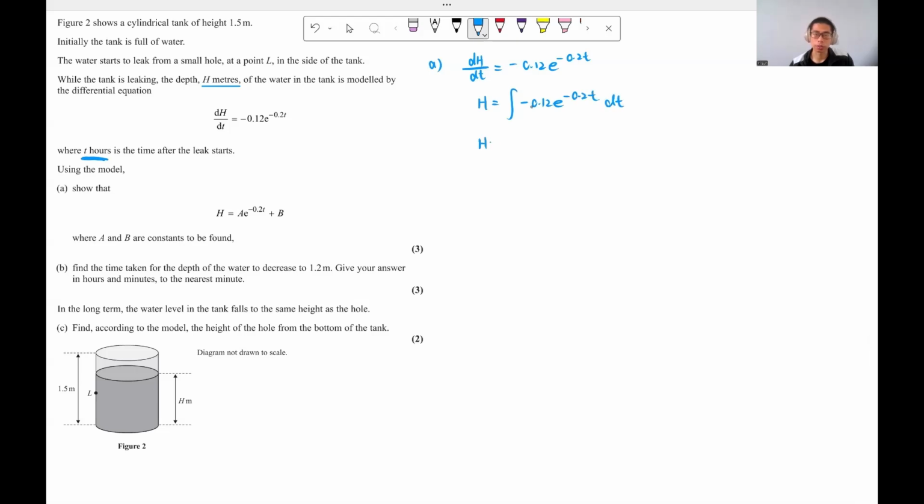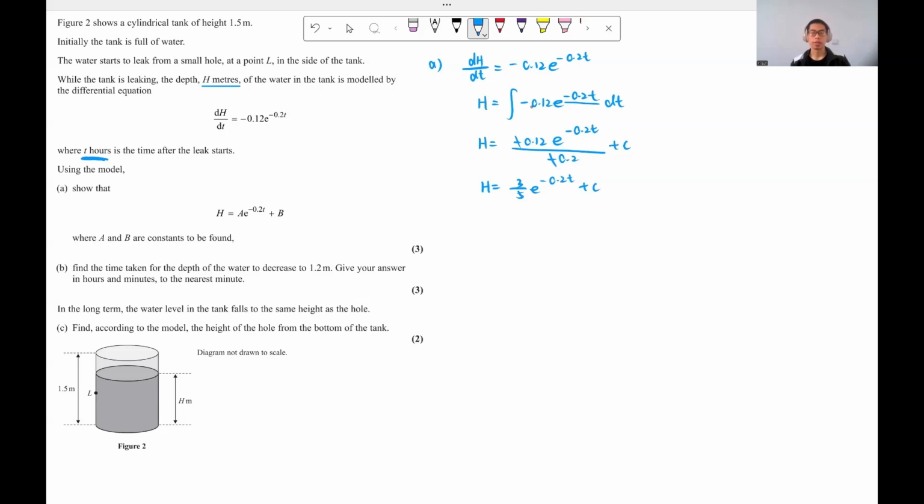So that means h is equal to negative 0.12, the coefficient, stays the same. And since this is just a linear expression, it's just e to the power negative 0.2t, and then divide by the coefficient of t, which is negative 0.2, plus c. Simplify that: negative over negative cancels, and 0.12 divided by 0.2 is equal to 3 over 5. So h equal to 3 over 5 e to the power negative 0.2t plus c.